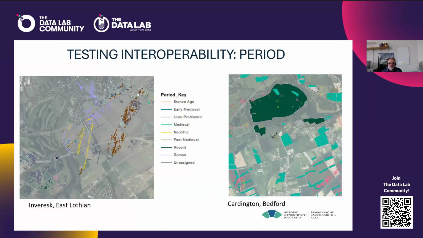We also tested against period. For some reason, we never captured period consistently within our own data sets, so I've had to go back into the record to encode the survey data with the relevant period. And then I've got two screenshots, one showing the legend applied in East Lothian and another in Bedford. Period labels generally work quite well apart from Roman, as the Romans in Scotland were very much a military intervention, whereas there's periods of settlement in England.